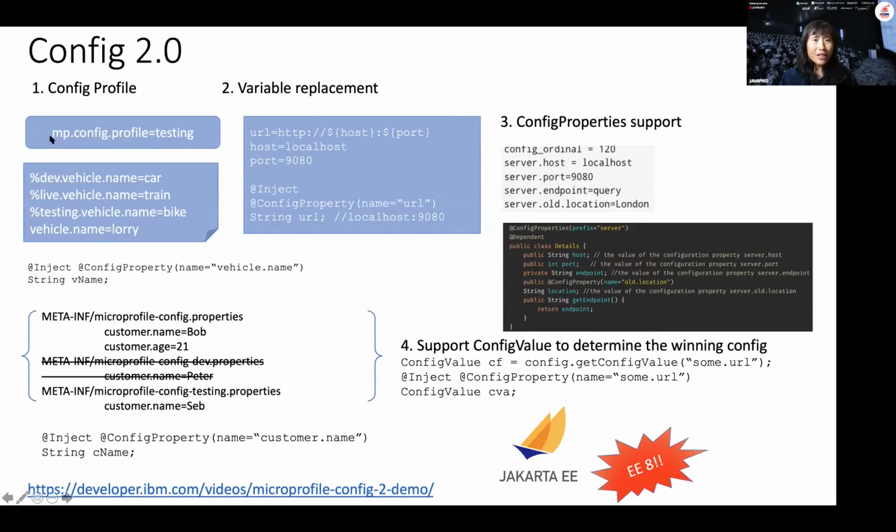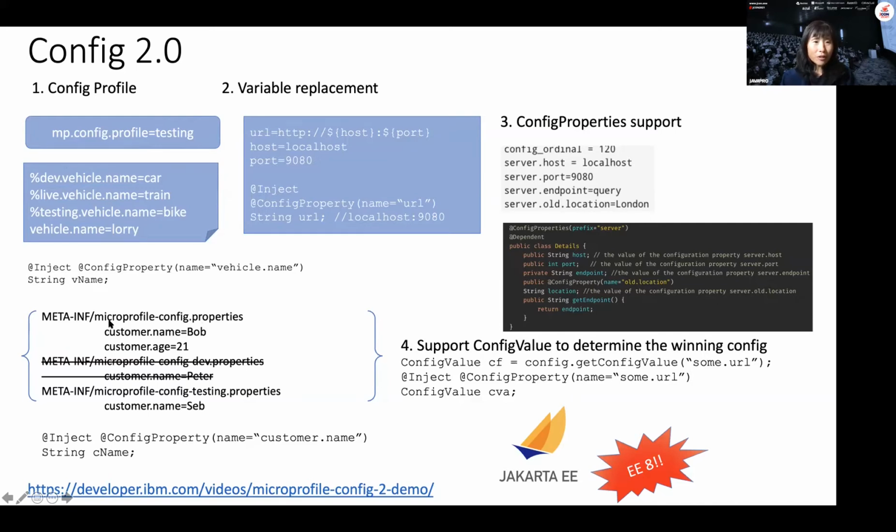So basically you can specify which project phase you belong to, and then you use the naming convention percent, then the profile name and a dot, and specify the variable value. So in these circumstances, if it's saying testing, and then you look up vehicle.name, the bike will be used.